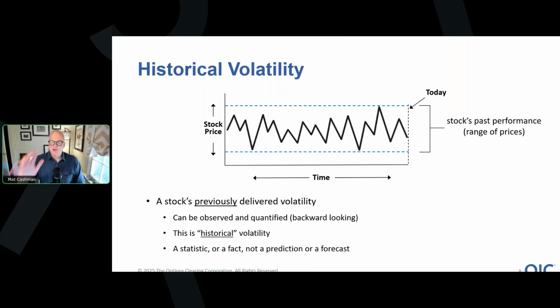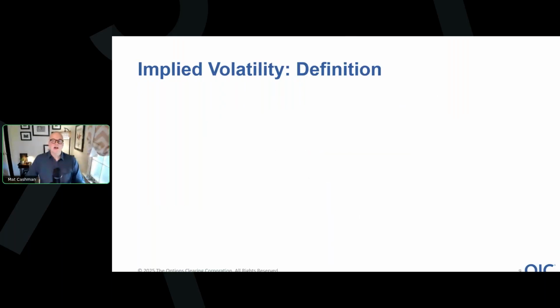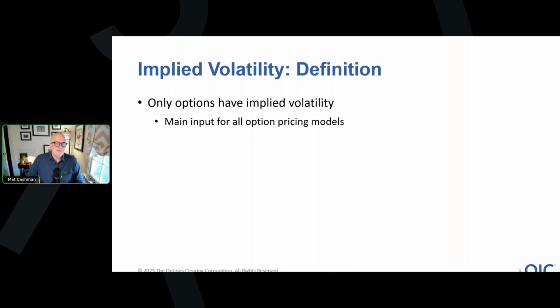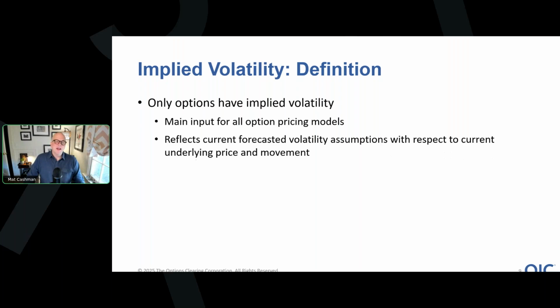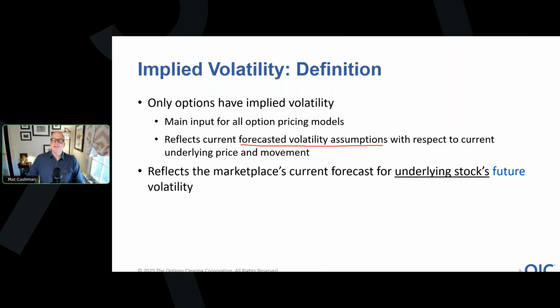So regardless, historical vol is backward-looking. It's a statistic. It's a fact. It's not a prediction. It is not a forecast. Contrast that with implied volatility. Implied volatility is forward-looking. Options and only options have implied volatility. It is the main input for option pricing models, and it reflects the current forecasted volatility assumptions. Remember, this is forward-looking, forecasted volatility assumptions with respect to current underlying price and movement. It reflects the marketplace's general consensus for how much this thing is going to move going forward.